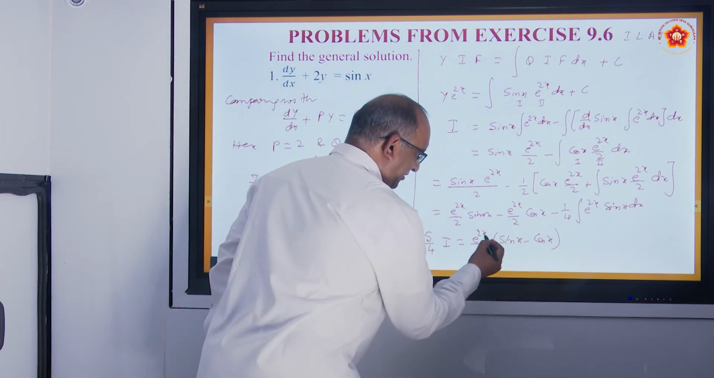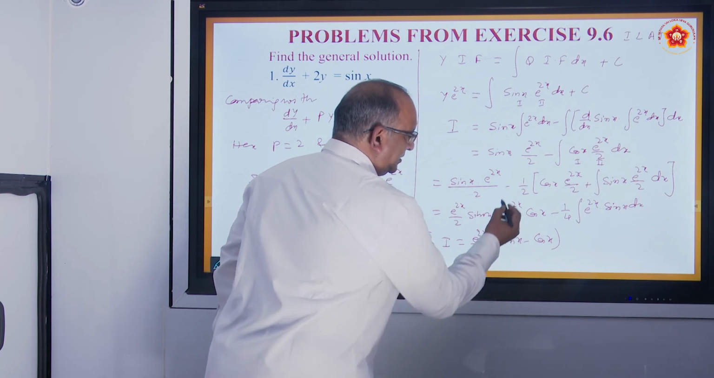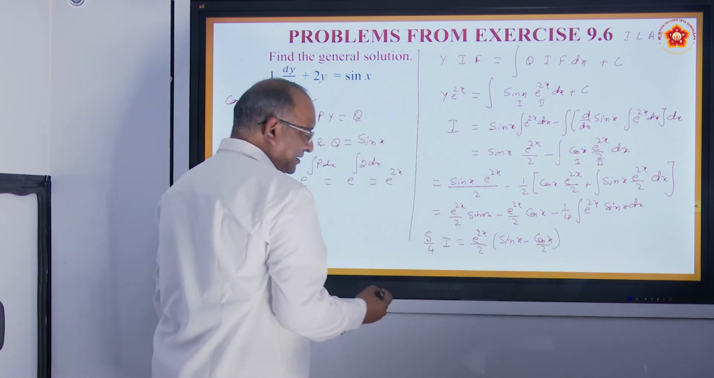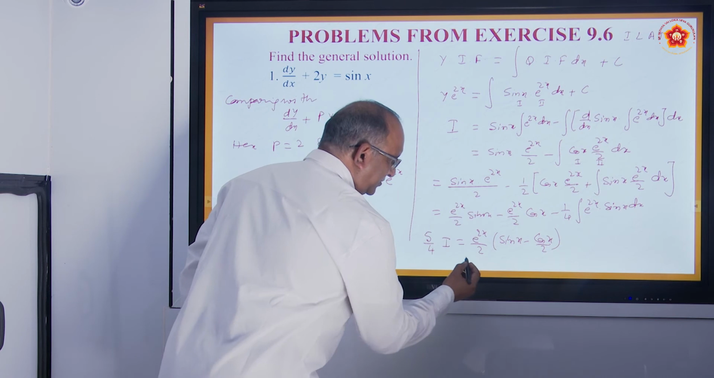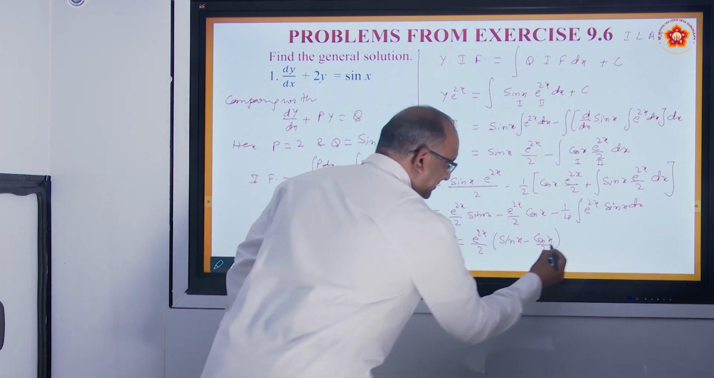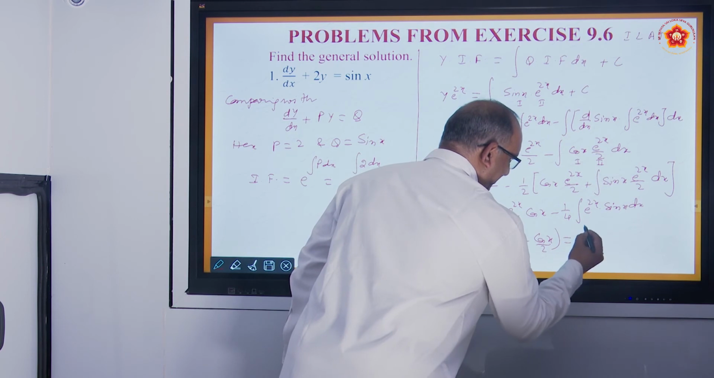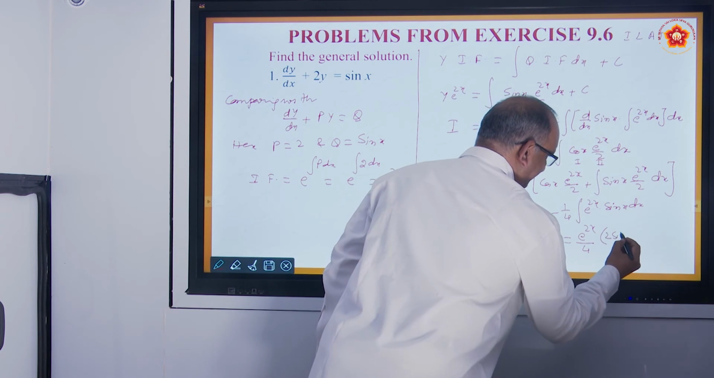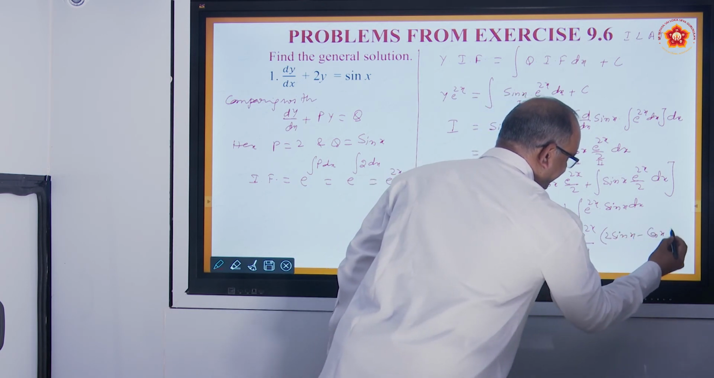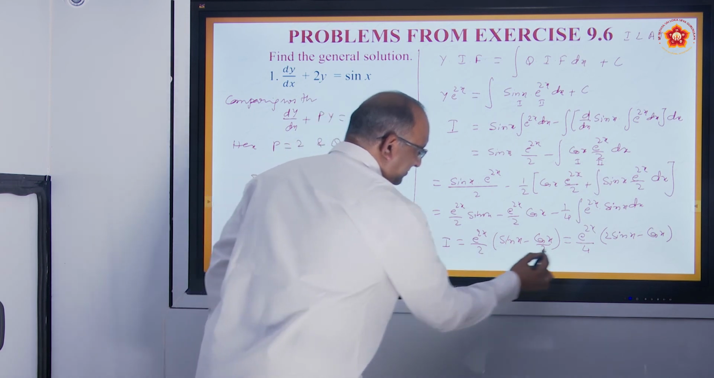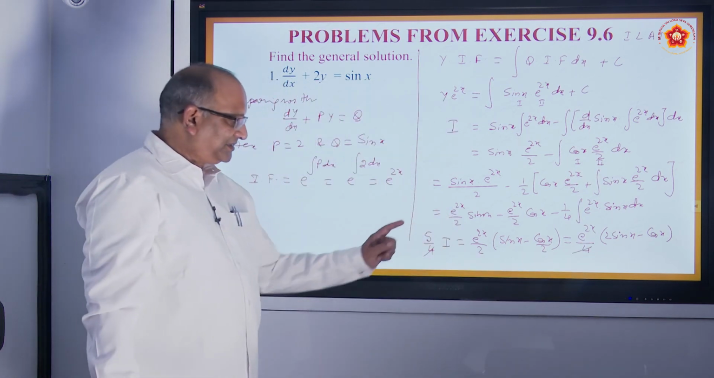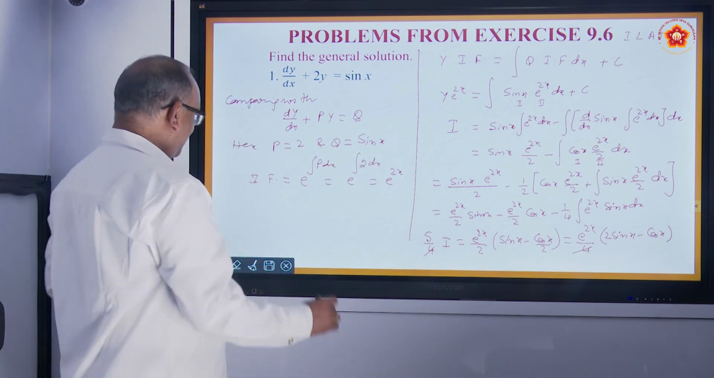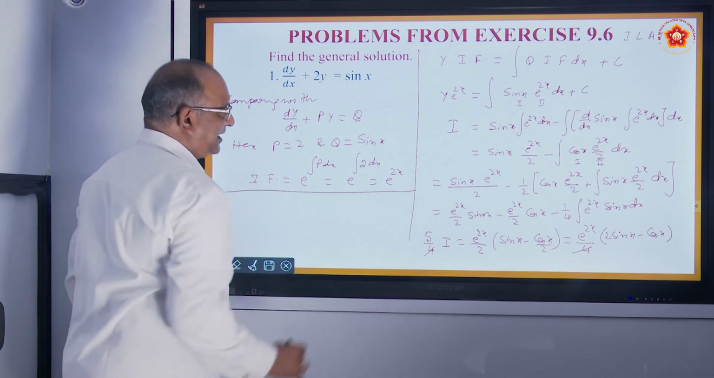You can see e to the power 2x by 2 we have taken common, but minus 1 by 2 and 1 by 2 will still be there. So if you take that 2 out, this can be written as e to the power 2x by 4 into sin x, 2 sin x minus cos x. So this 4 and 4 can be cancelled, and once you cancel that, this 5 can be taken that side, that will be the answer. So what are we getting now as the answer?